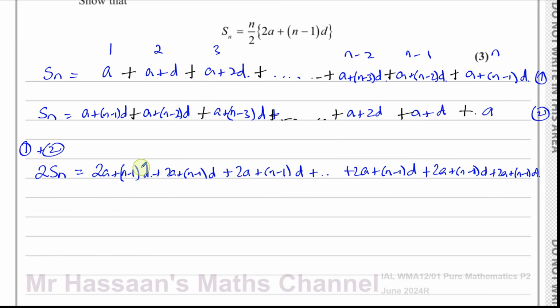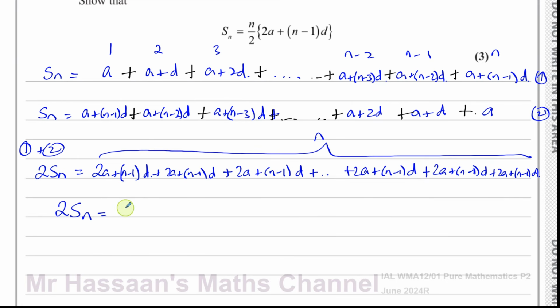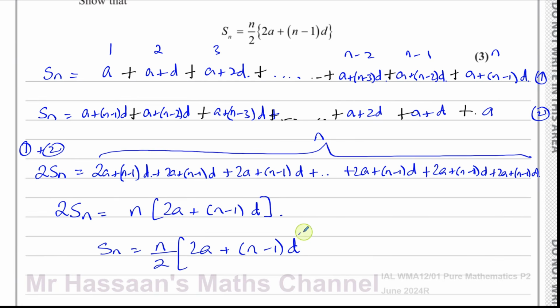So now what we can see is we have altogether n terms. Okay, so we have 2 times the sum of the first n terms. If I want to add all of these together, I've got the same thing added together n times. So it's n times 2a plus n minus 1 times d. And then all I have to do now to find the actual sum is divide both sides by 2. So it's n over 2 times 2a plus n minus 1 times d.